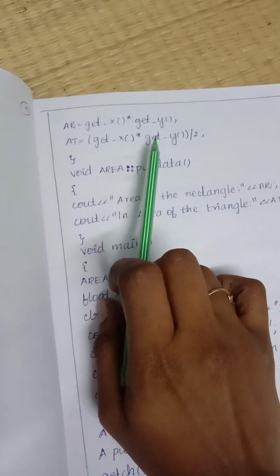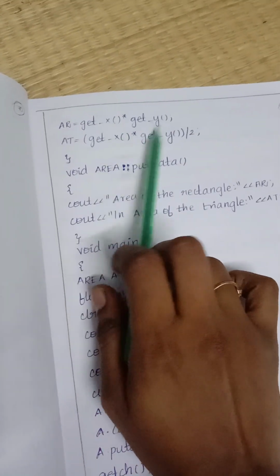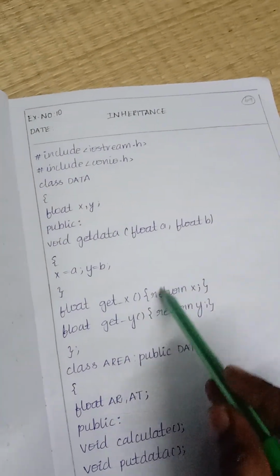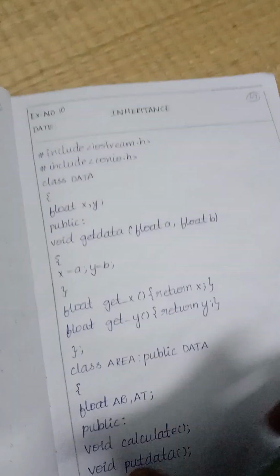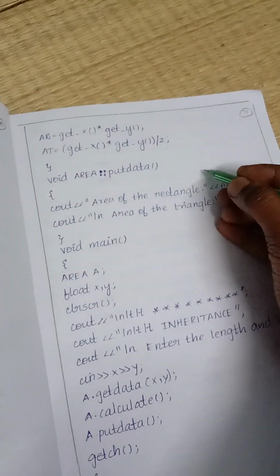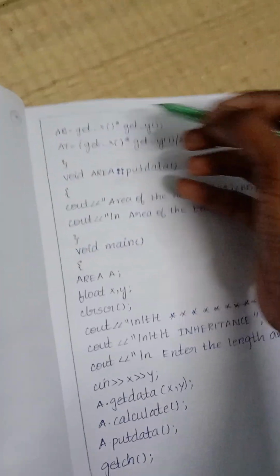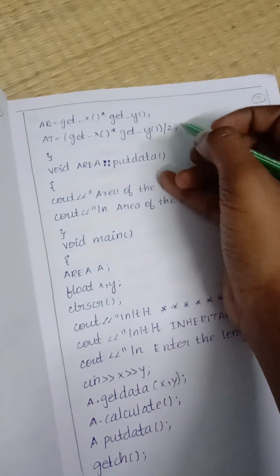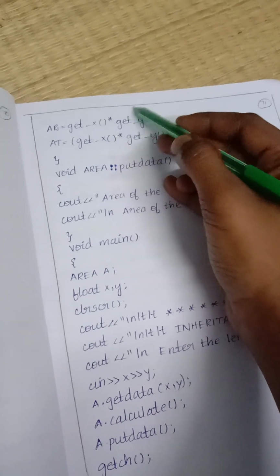So length into breadth, here mentioned as height. The get x star get y: the function get x, we already know that if the function get x is called, it should return a value of x. If we get a value of x, that function will be placed instead of get x. For example, if get x has the value x equal to 26, then instead of get x, it is nothing but 26 into, assume the y value is 32, so here it is 26 into 32.